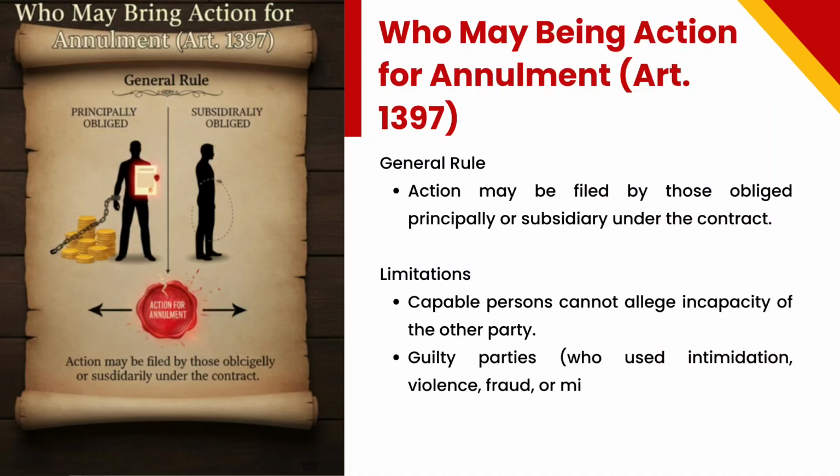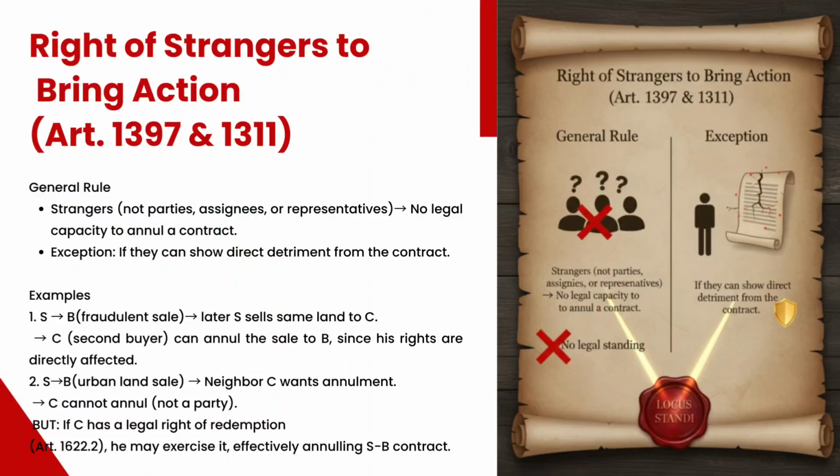However, persons who are capable cannot allege the incapacity of those with whom they contracted, nor can those who exerted intimidation, violence, or undue influence, or employed fraud, or caused mistake base their action upon these flaws of the contract. Right of strangers to bring action. One who is not a party to the contract or an assignee thereunder, or does not represent those who took part therein, has, under Article 1397 and Article 1311, no legal capacity to challenge the validity of such contract.